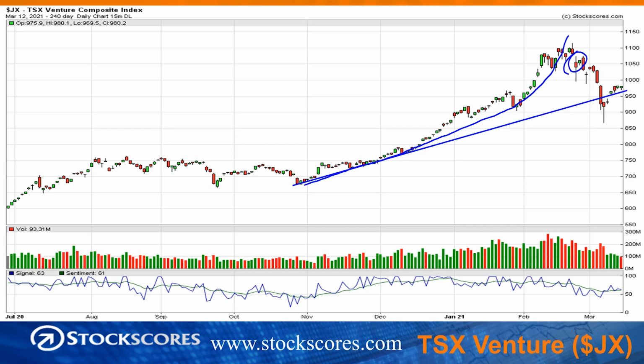So once you get the breakdown, something like that, you should expect that price is going to pull back to the trend line. That has happened for the TSX Venture. Pretty good support there. So I still think that there's some opportunity in this market, but certainly not what it was just a month ago when the trend was still going quite steep to the upside.